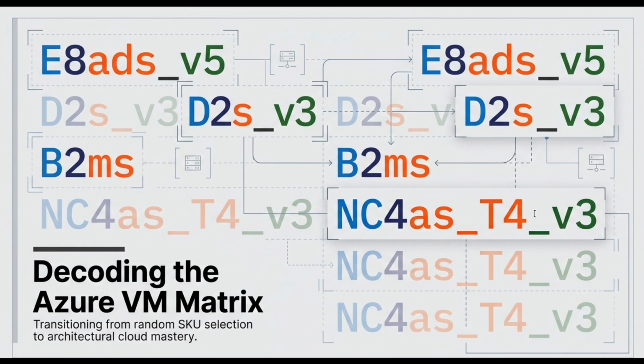Honestly, earlier even I did not fully understand these names. I used to simply choose VMs based on RAM, CPU, and their price, but I never understood why some are optimized for memory, why some are cheaper, why some support GPUs, and why choosing the wrong SKU can completely affect the performance and cost. And I'm pretty sure many people in Azure still do not fully understand this.